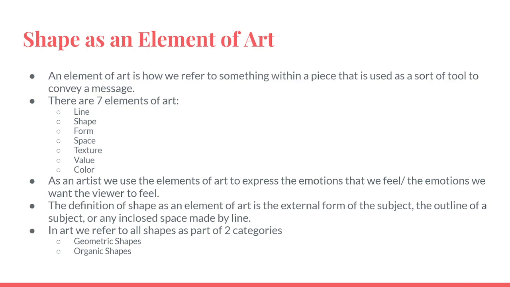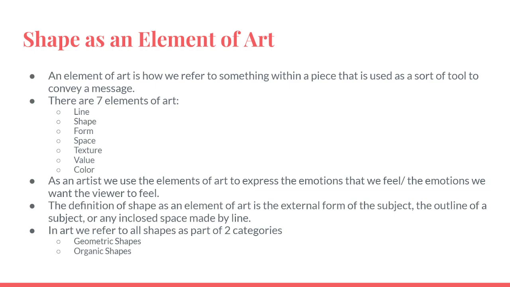Shape as an element of art. Elements of art is a term we use to talk about things in a work of art that we use as a tool to convey things to an audience. We use these as tools to convey emotions or themes that we want our audience to feel or see or acknowledge in our piece. Artists create art with a message, with a reason. Always. Whether that reason be an outlet for yourself or a greater message that you want to convey to the world, there's always a message behind your art, whether or not you think there is.